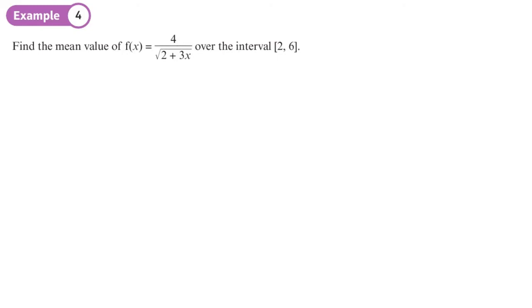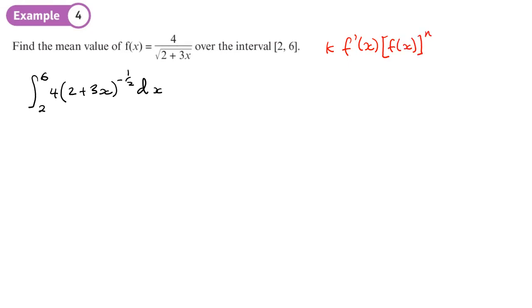Okay, so this one says find the mean value of this function over the interval 2 to 6. So the first thing we're going to do is we're going to write this function, and we'll put the limits in 6 and 2. We'll write this function as 4 times 2 plus 3x to the power negative a half dx. Now this function has this pattern, so k times f dash of x times f of x to the power n. So if we want to integrate something like that, then we know it's going to become f of x to the power n plus 1 over n plus 1. So our first job is to get this function to look exactly like this. So n would be negative a half in this case.